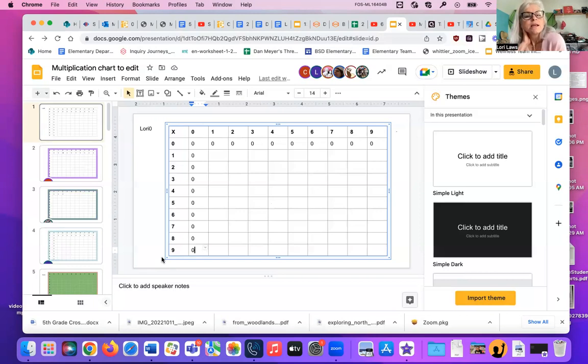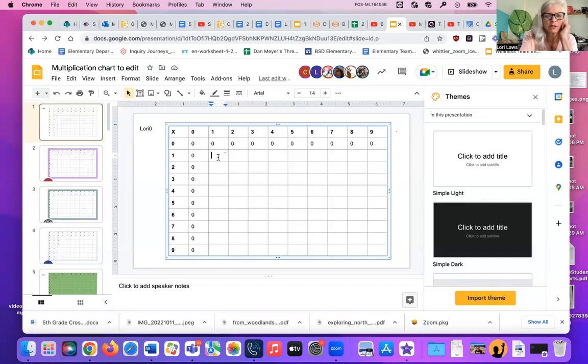All right. So now that we have the zeros, what's the next easiest one to do after 0, do you think? 1 times 1. Ones. Let's do our ones. What's 1 times anything? 1 times anything is just itself. So 1 times 1 is 1. 1 times 2 is 2. 1 times 3 is 3.